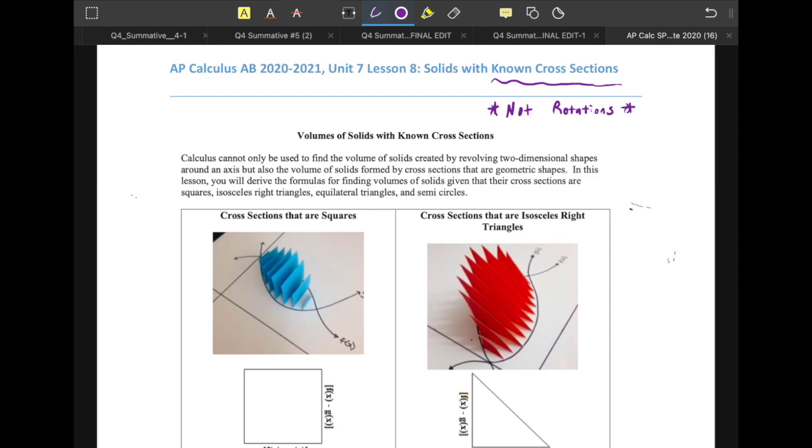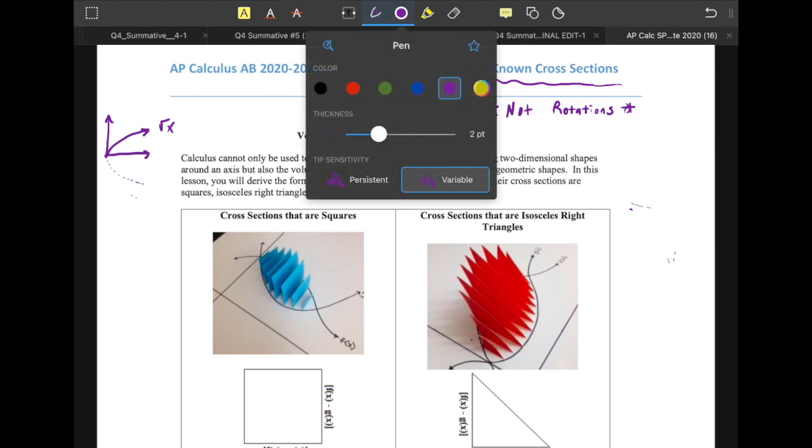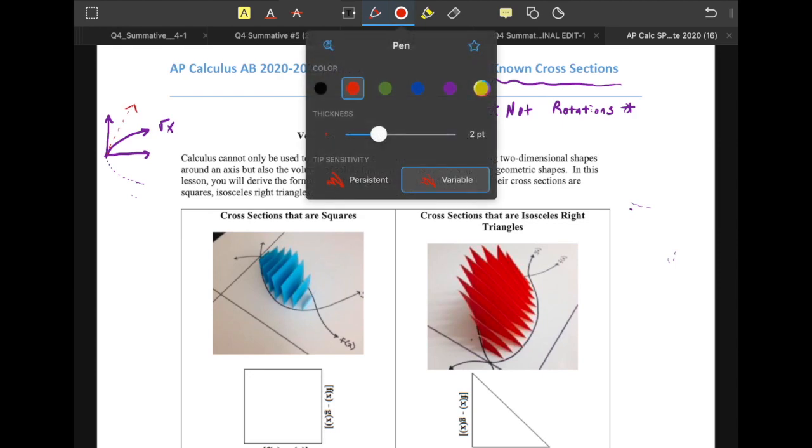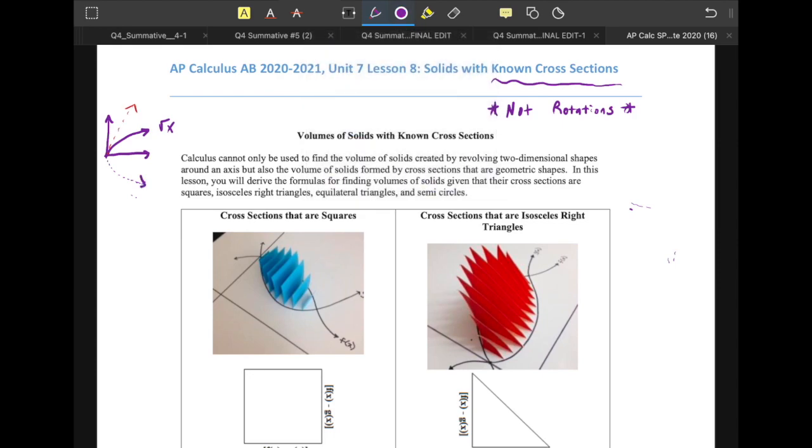But I will start out with a reminder of the one cross section we've done so far, and that's cross sections by rotations. If we had this function here, something like the square root of x, and I said, what is the volume when you rotate that around the x-axis? You've got an imaginary z-axis sticking out here, and you rotate it 360 degrees around, you'd wind up with this cup shape, right?